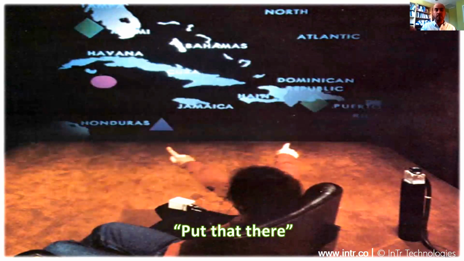So you're basically saying to the system, put that, while pointing, say, the purple circle there. So you're basically combining both. So what is multimodal interaction? Multimodal interaction is the combination of different input modes. In this case, it's a voice command and gesture.